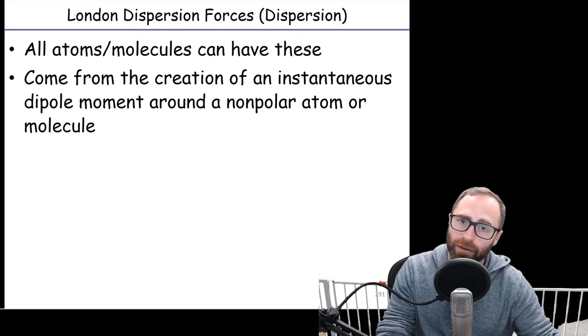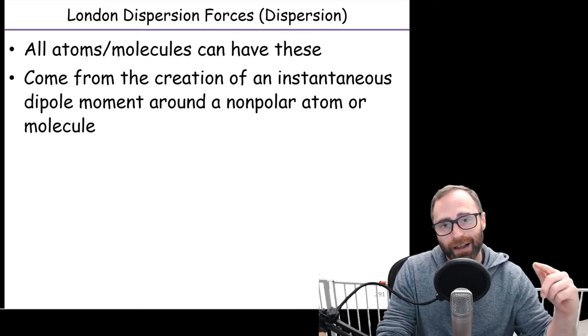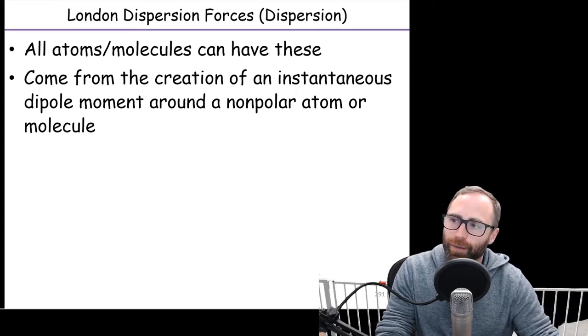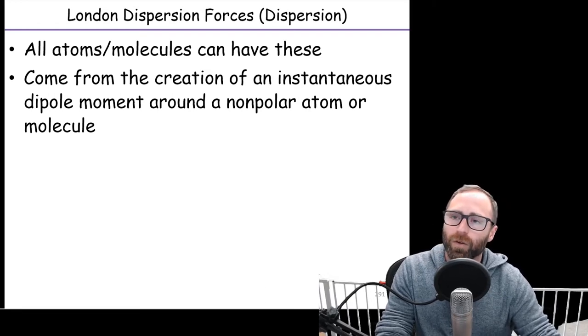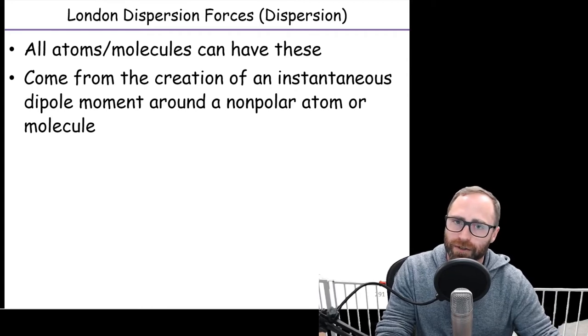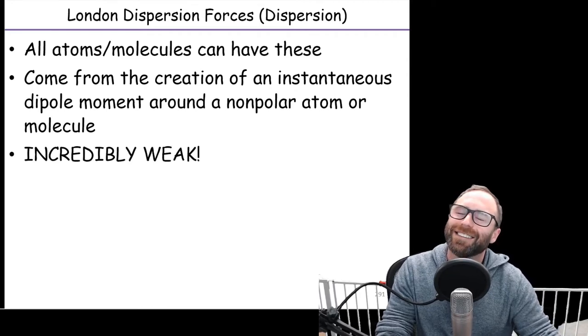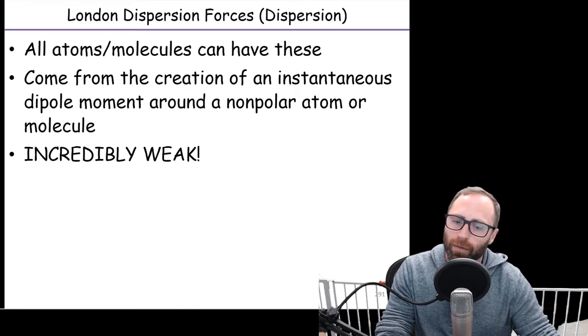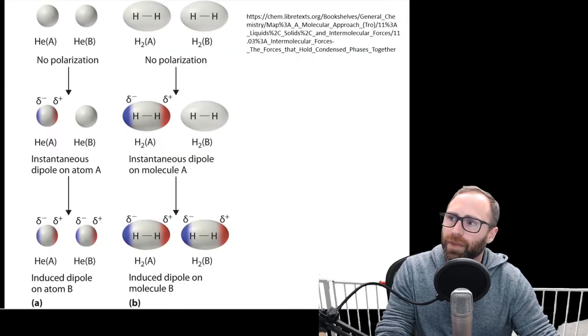And if you don't remember what polarity is, I highly recommend you check out some of the previous videos that we've done about polarity and going through that simulation about dipole moments. We have to start with something that's nonpolar for us to observe a London dispersion force. These things are dumb weak. This is our weakest intermolecular force, and we've got some data to help illustrate that here in a second.